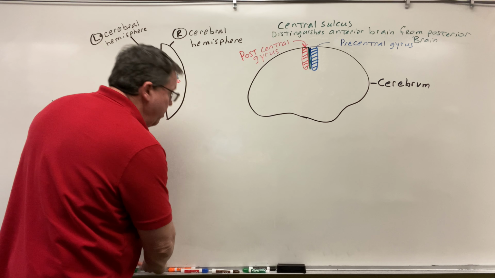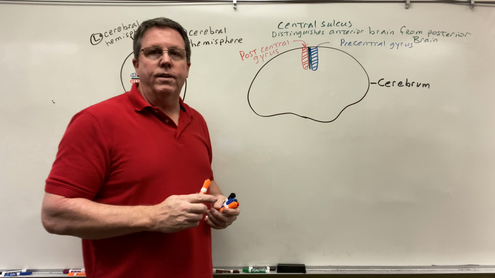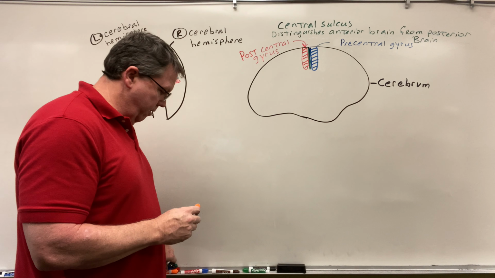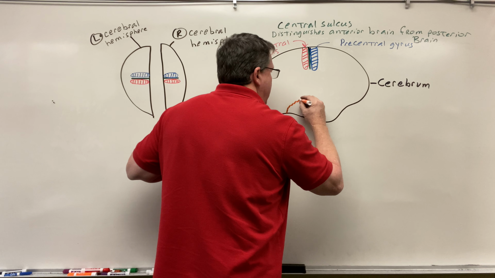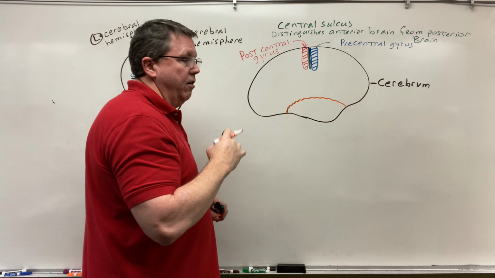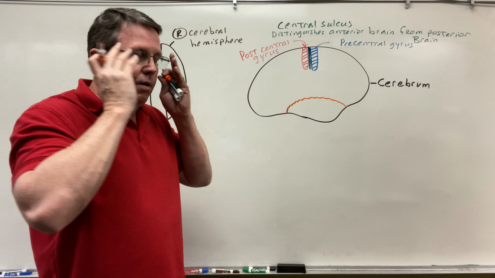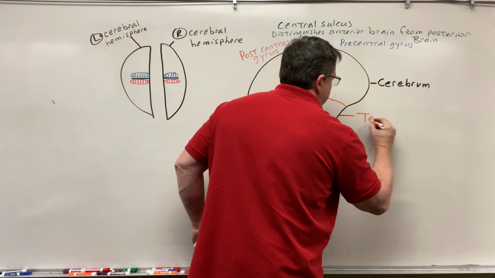Now, let's start looking at some other lobes here. And the first one I want to start with is the temporal lobe. So we're going to start down in here with the temporal lobe. And that's on the side of the head, by your ear down here. You've probably heard people say before, they're rubbing their temples. So this is my temporal lobe.